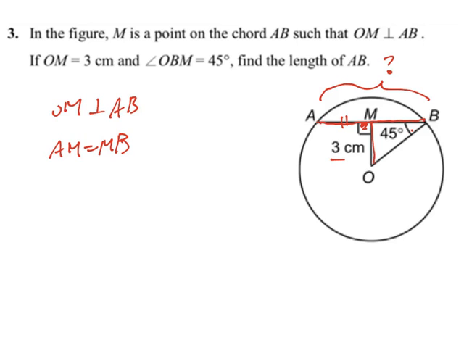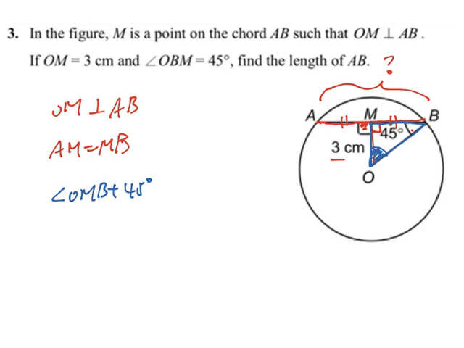Okay, we know they are the same. And at the same time, we know this right angle. That means we can find this angle. Same, we'll consider the triangle like the previous question. So that means we can find angle OMB.